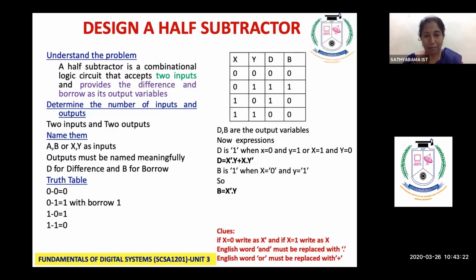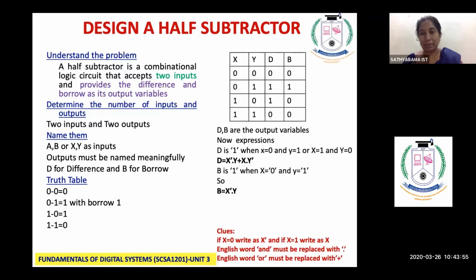As we have considered B as our output variable, if I take A and B as the inputs, there will be a confusion because input also has B, output also has B. That is why I have taken X and Y. Again, if you insist, no ma'am, we will go only with A and B, it's fine. You can name A and B as inputs, but in the output, instead of B, you kindly put BO in order to indicate borrow. That's it. So now we have understood the problem, we have determined the inputs and outputs, and we have also named them.